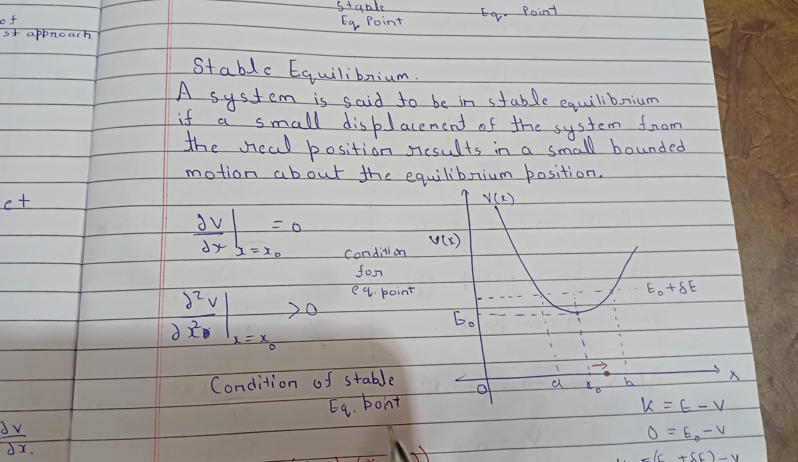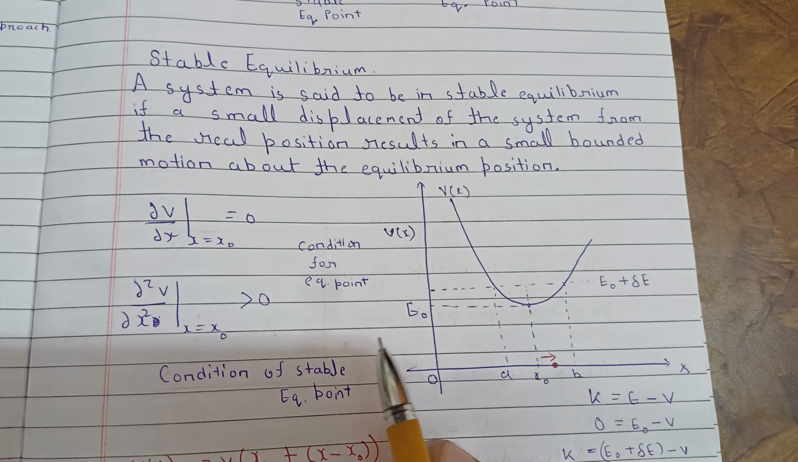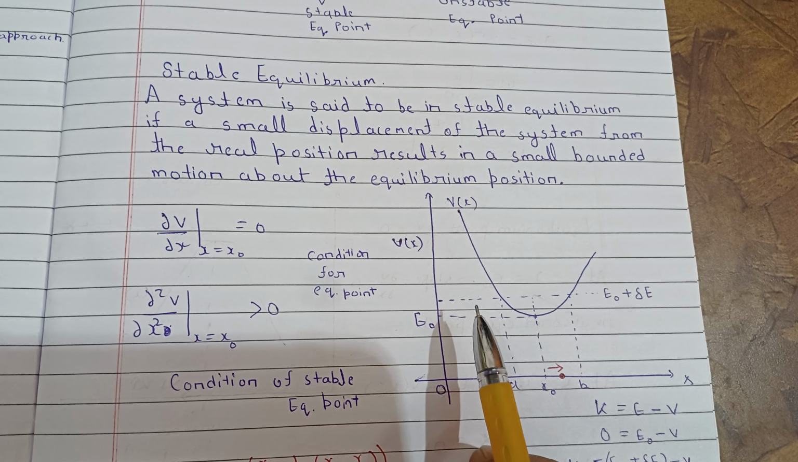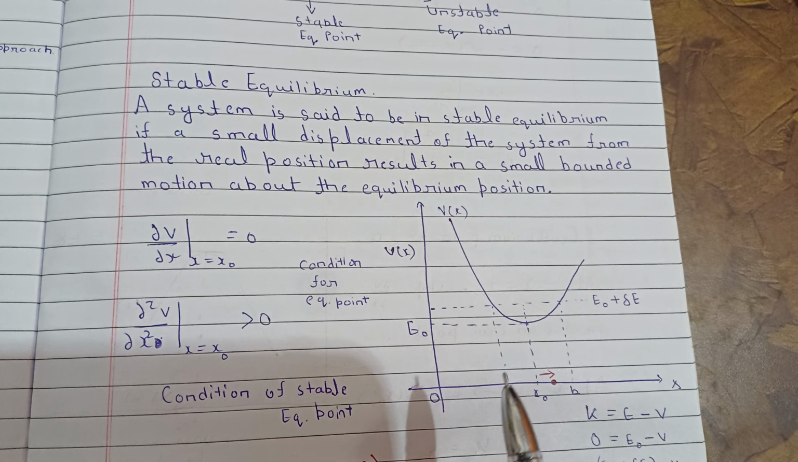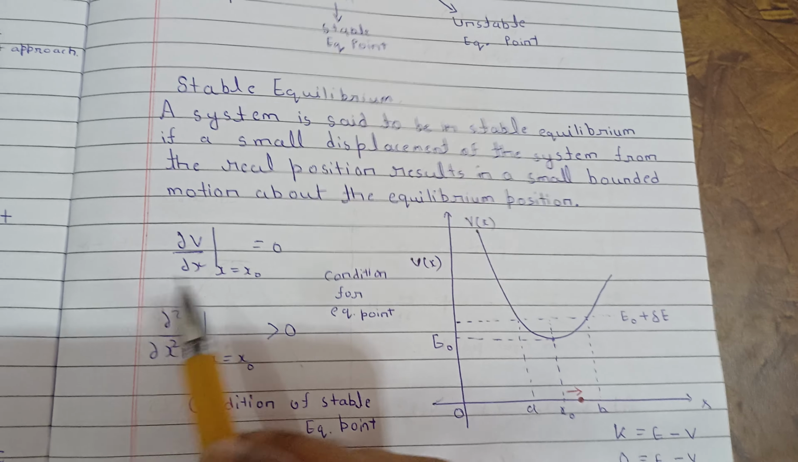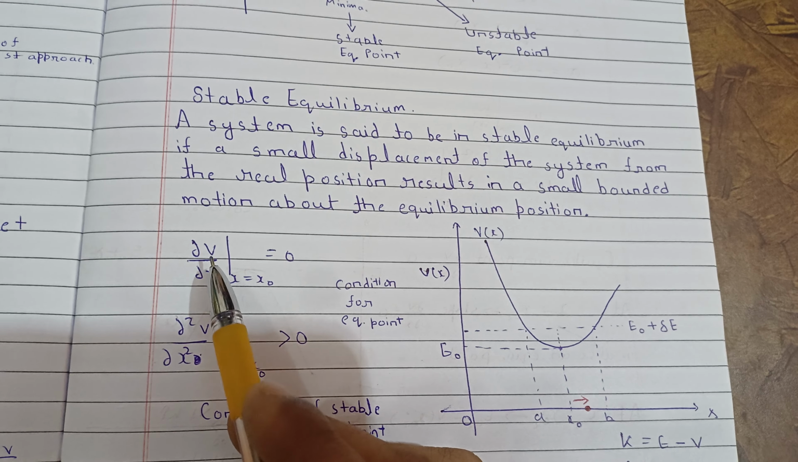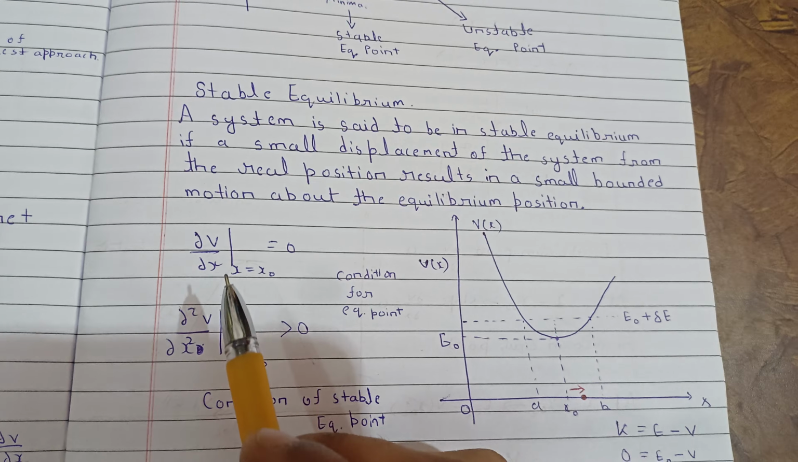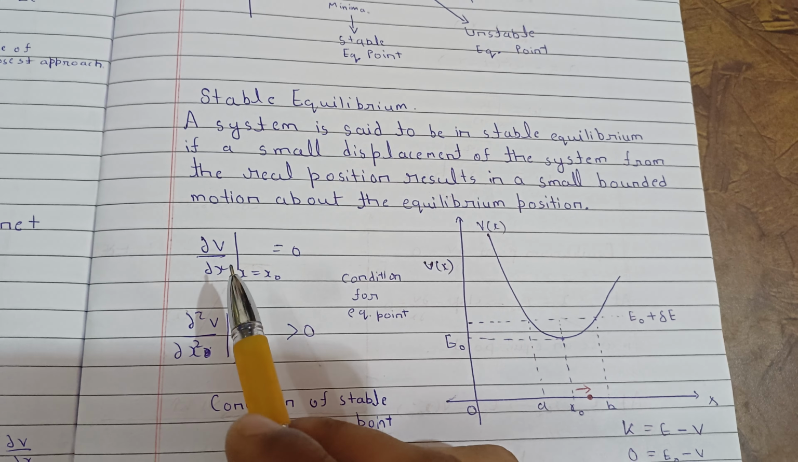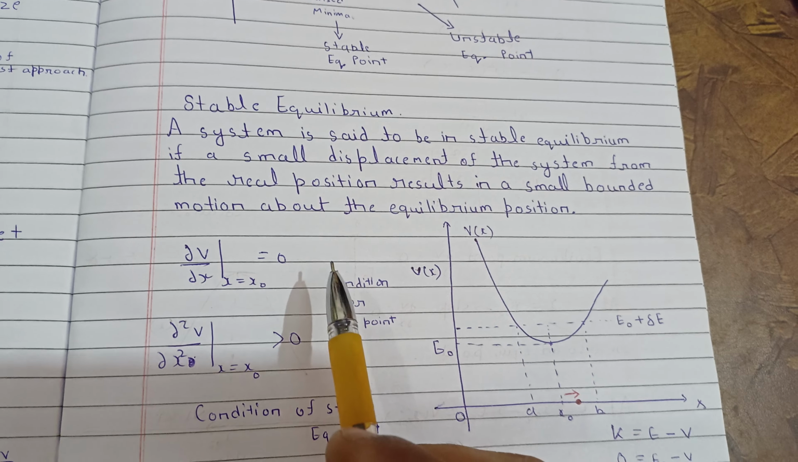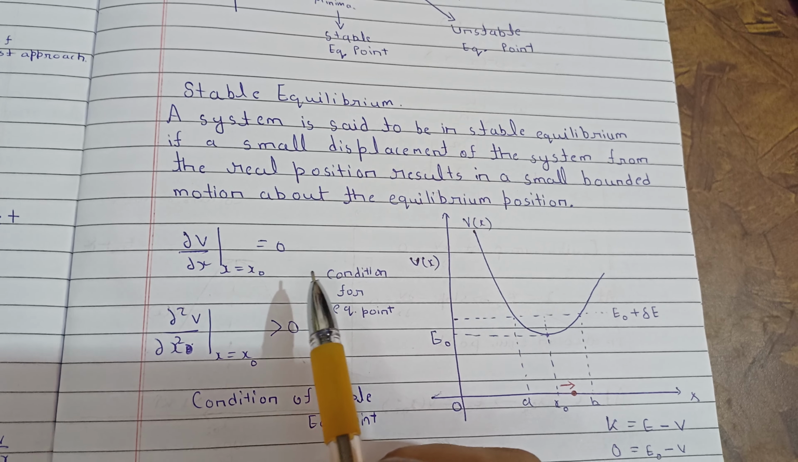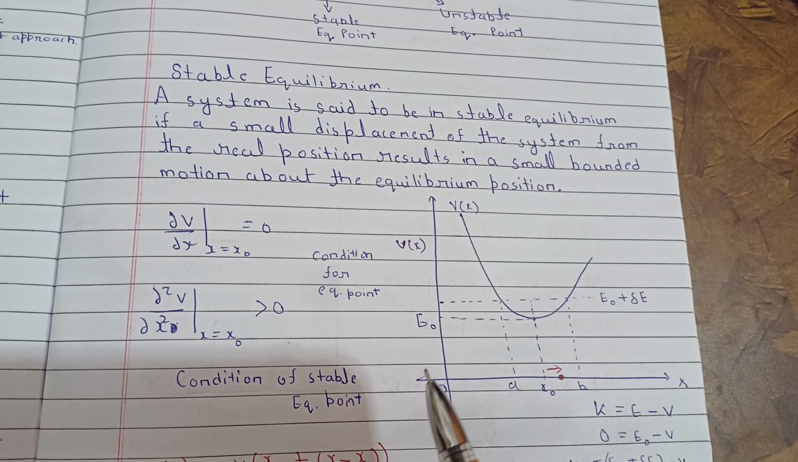Yesterday we discussed up to the stable equilibrium. I told you the difference between stable and unstable equilibrium, and how to find the points of equilibrium: just put the potential, which is nothing but the potential energy, equal to 0, and then find the values of x. Those points give us the points of equilibrium.